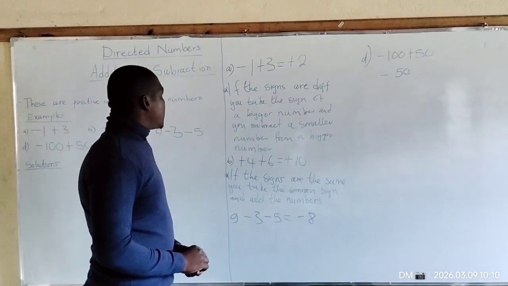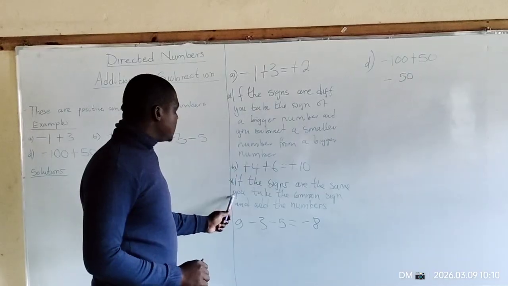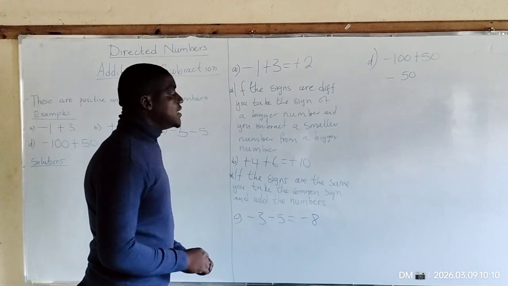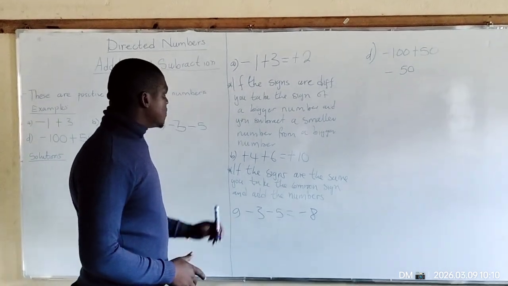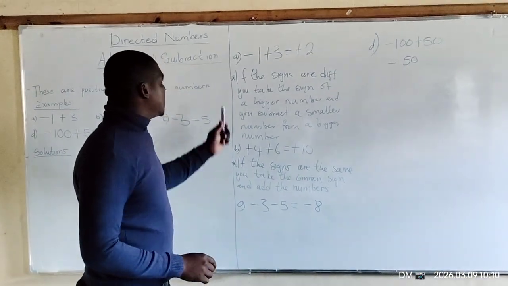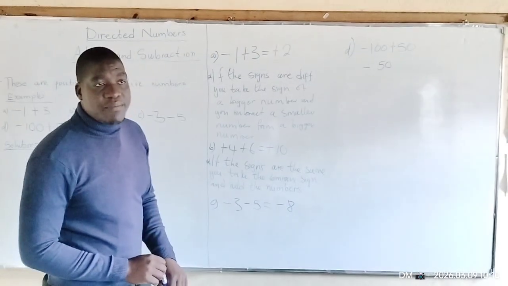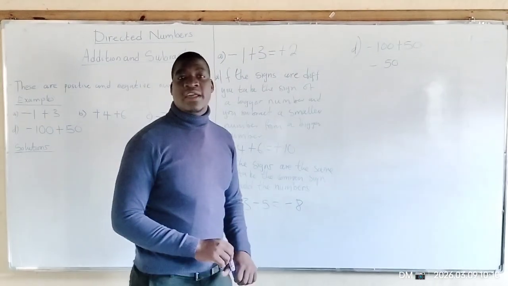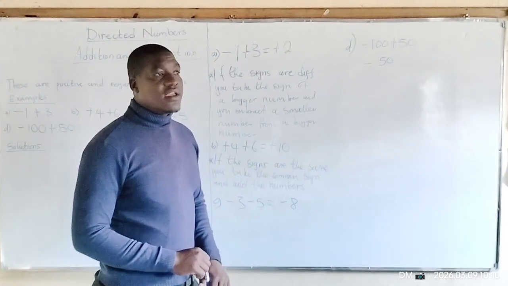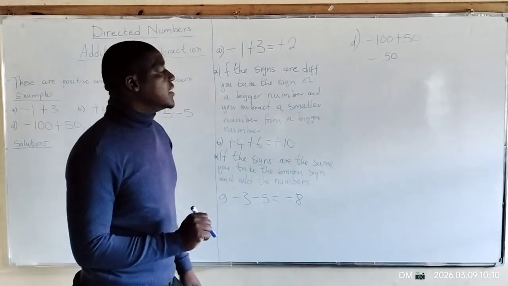So there are two important notes to take. These two statements are very important. If you don't know them, you cannot add and subtract directed numbers. So you must take note of these two statements. You must know them by heart. The first statement says if the signs are different, you take the sign of the bigger number and you subtract the smaller number from the bigger number. Again, statement number 2 says if the signs are the same, you take the common sign and add the numbers.